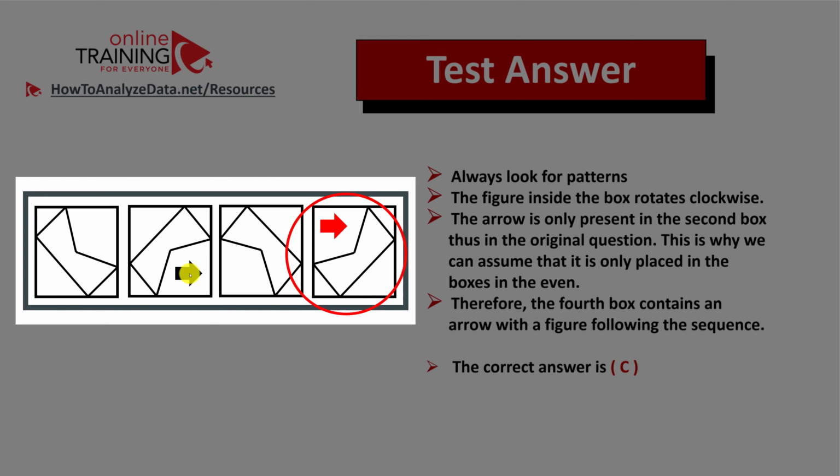There is also a pattern of arrows. You see that box number 2 has the arrow pointing to the right.